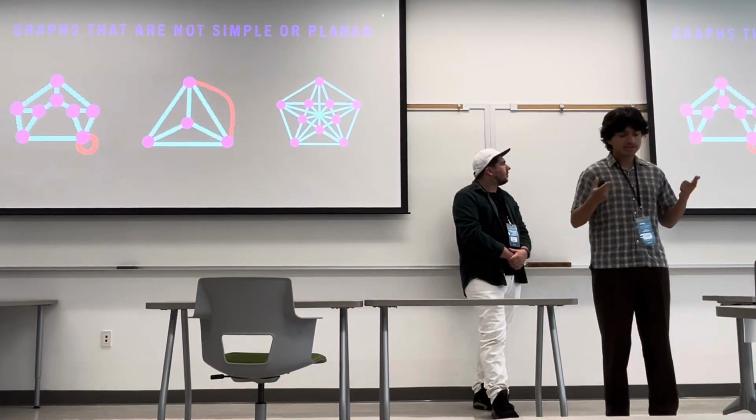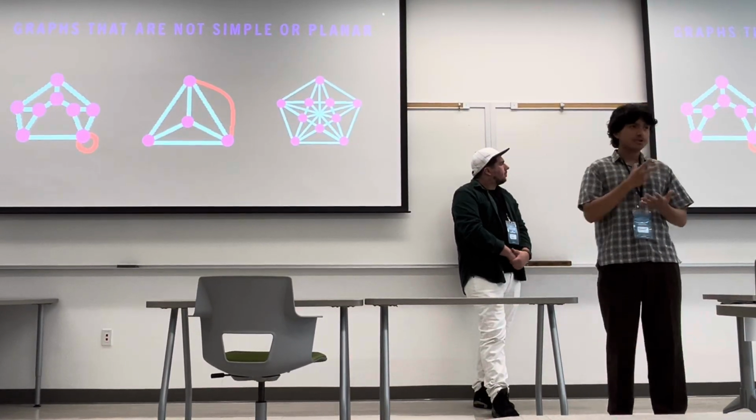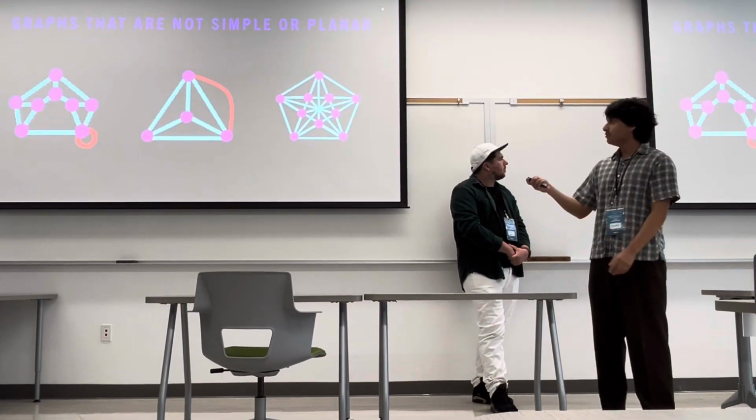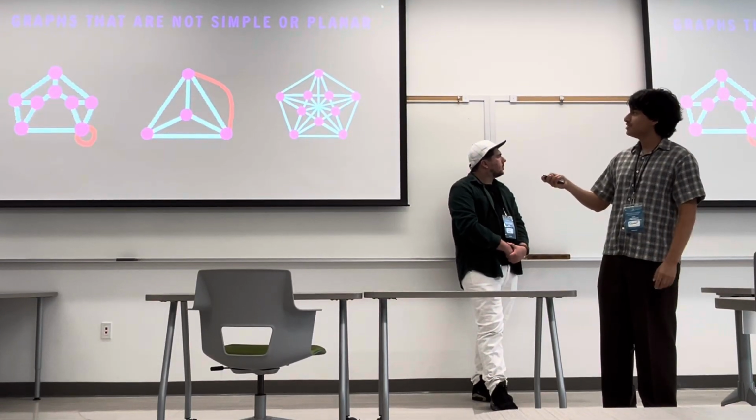And then to be planar, you want to make sure you can embed your graph onto a plane without any edges overlapping each other. So here's an example of what not planar is, right? Because all these edges overlap each other right here.